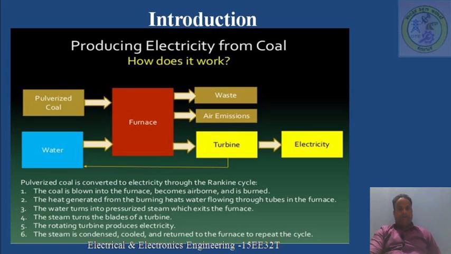Here this is the block diagram. The figure shows the block diagram of how the thermal power plant works. In a thermal power plant, coal is the main fuel required for power generation. That coal is pulverized, and that pulverized coal is converted into electricity through the Rankine cycle.